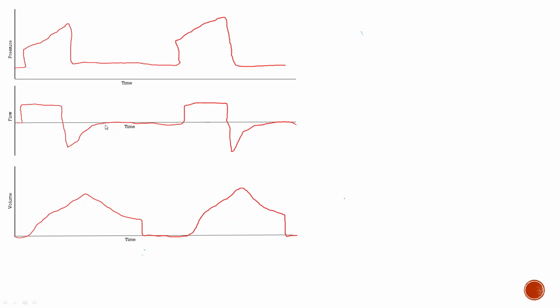It's not autopeep. Autopeep would have flow that doesn't reach zero. But in this case, it's not enough inspiratory time. You're losing flow somewhere. You're losing volume somewhere. Yeah, exactly. Air leak, whether it be your cuff is down.